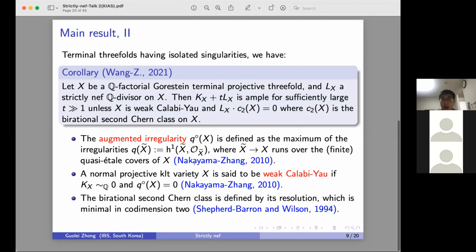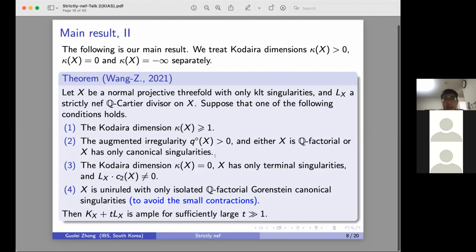Okay, so I will introduce some symbols and notations here. The augmented irregularity q^0_X is defined as the maximum of the irregularities q of X tilde, where X tilde to X runs over all the finite quasi-étale covers of X. You can see this definition in a paper by Nakayama and Zhang in 2010. This q^0_X appears in our second condition. It means not only do we consider the irregularity q, but also all the quasi-étale covers of X, so this is much weaker than positive irregularity.